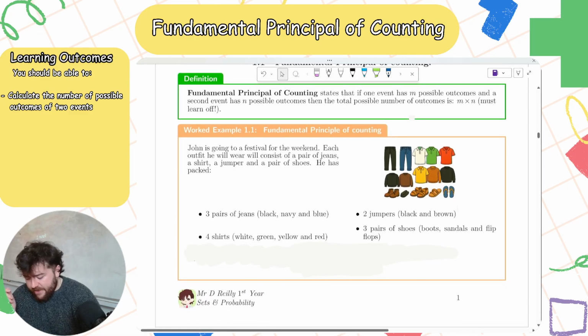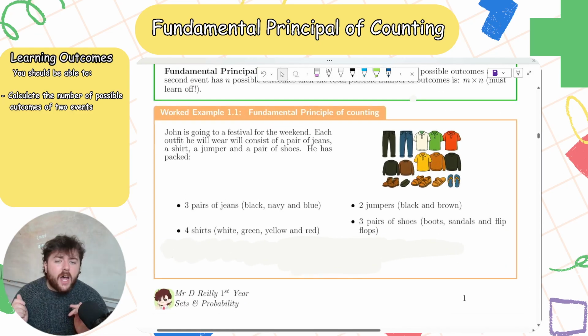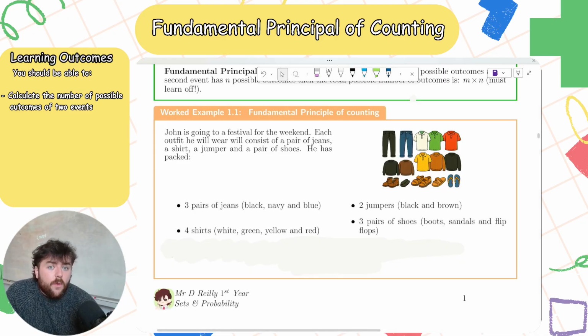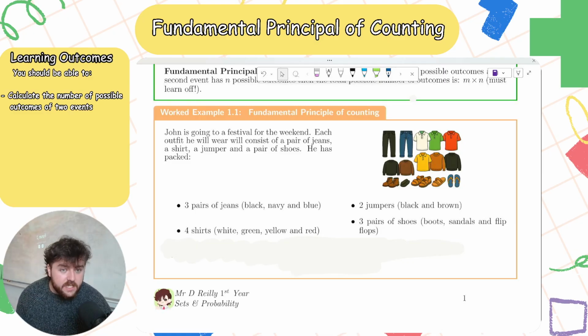So for example, let's have a look at this example here. John is going to a festival for the weekend. Each outfit he will wear will consist of a pair of jeans, a shirt, a jumper, and a pair of shoes. So he has packed 3 pairs of jeans, 2 jumpers, 4 shirts, 3 pairs of shoes: boots, sandals, and flip-flops. So we want to find out how many total outfits John can have.